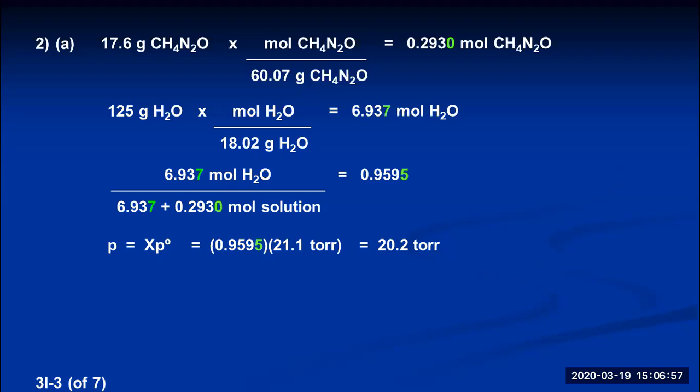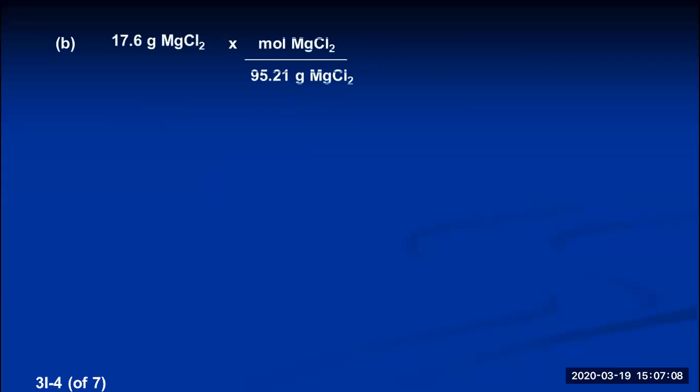In 2B, we're dissolving 17.6 grams of magnesium chloride in 125 grams of water. So we can calculate how many moles there are of magnesium chloride that are dissolving. Multiply or actually divide by magnesium chloride's molar mass will cause the grams to cancel out. So we're dissolving 0.1849 moles of magnesium chloride into the solution.